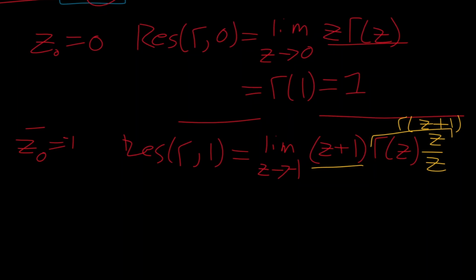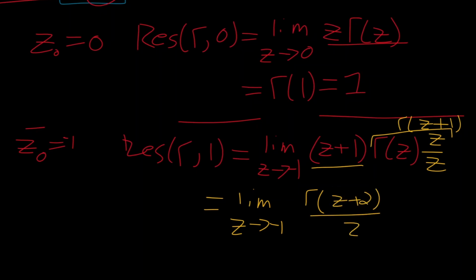So what we have then is equal to the limit as z approaches negative 1 of gamma of z plus 2 this time, but divided by z. And we can just plug negative 1 into this, because whenever we plug in z as negative 1, we get gamma of 1, so 1, divided by negative 1. So this whole thing, we don't even need the fraction bar, we can just write as negative 1. I'll do maybe a couple more, and then we can just do this in general.